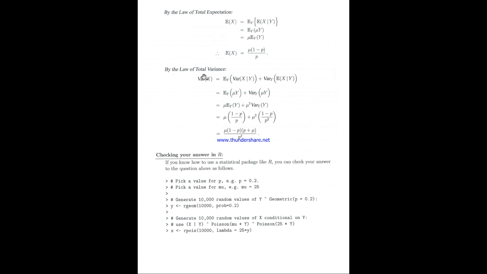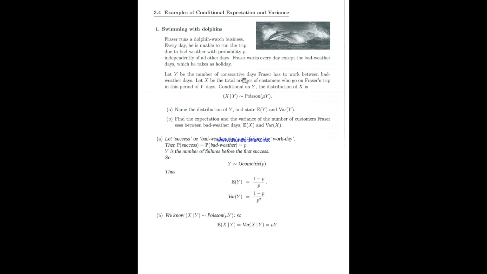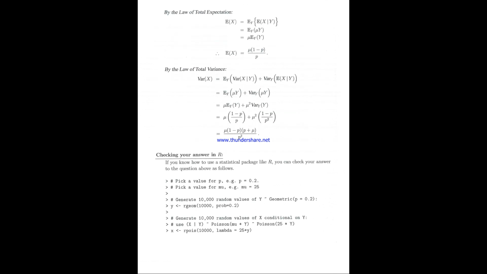And when it comes to variance, we can use the law of total variance. So that is this equation you can use. And in that case, we know the variance of X given Y, we have already found that is equal to mu Y here. So I'm going to replace it as mu Y. And expected value of X given Y is also equal to mu Y.